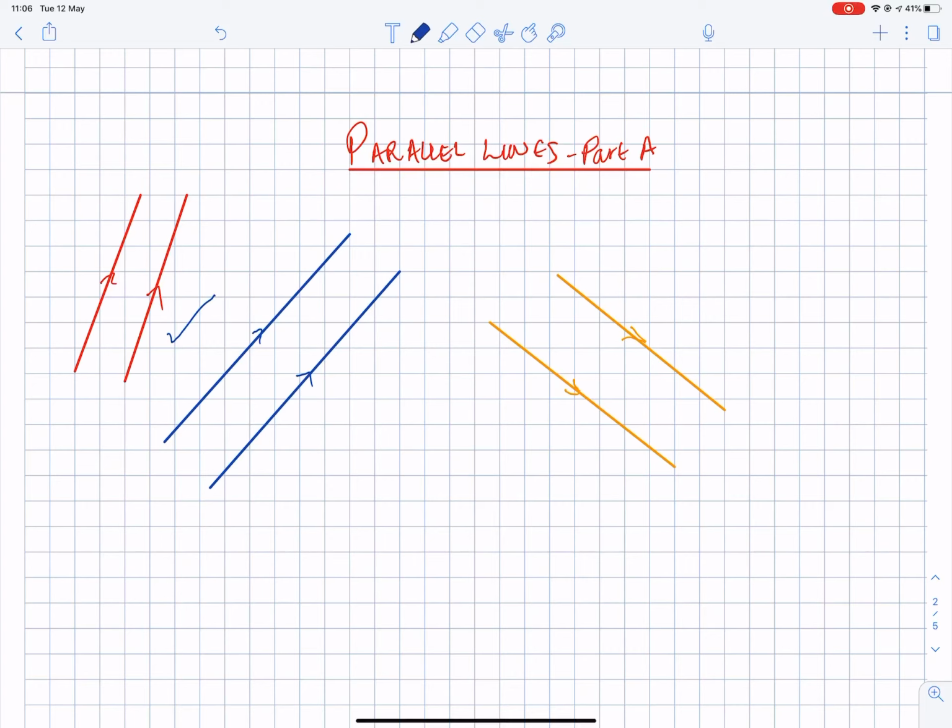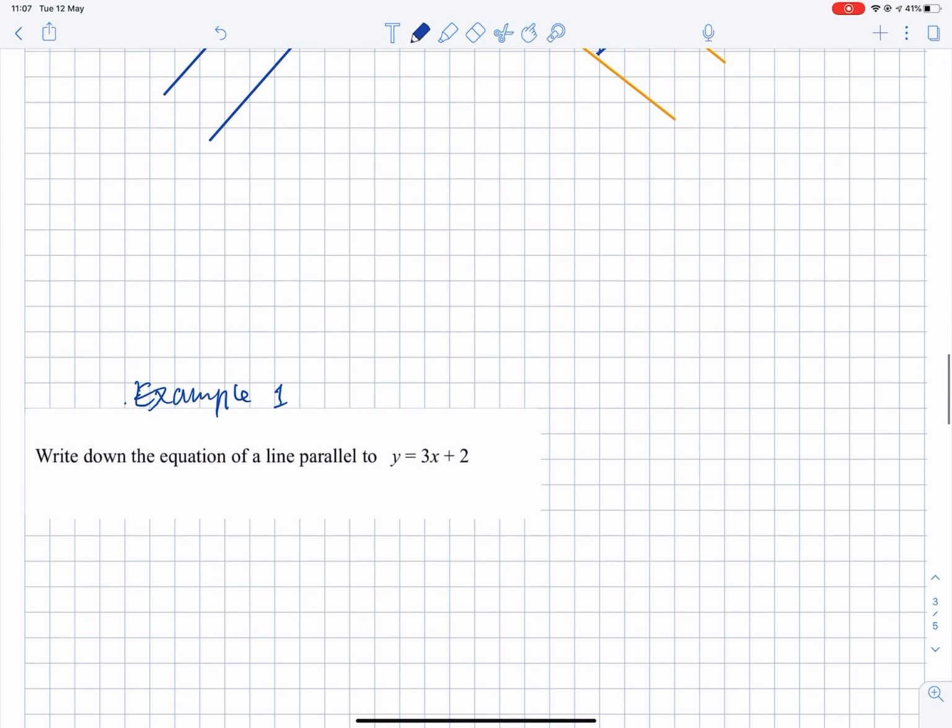These will never meet. Why? Because the distance between them will always be the same. So parallel lines have the same distance between them and have the same gradient. Okay? So let's do some examples.